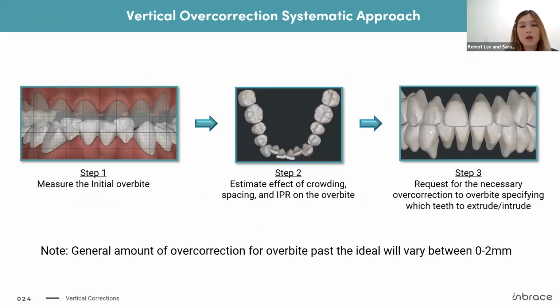So after that, we'll go ahead and do our step 1, step 2, step 3, and then we have our smile design set up. And again, just a reminder, the overcorrection past the ideal will always vary between 0 to 2 millimeters.